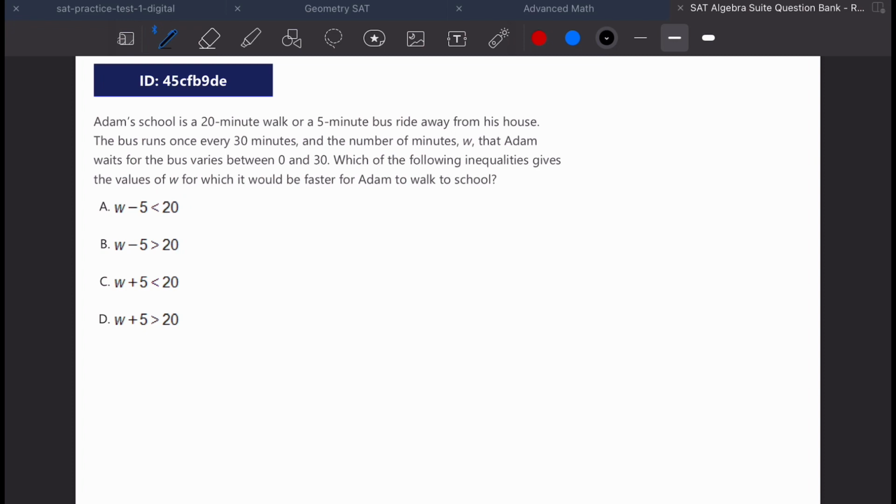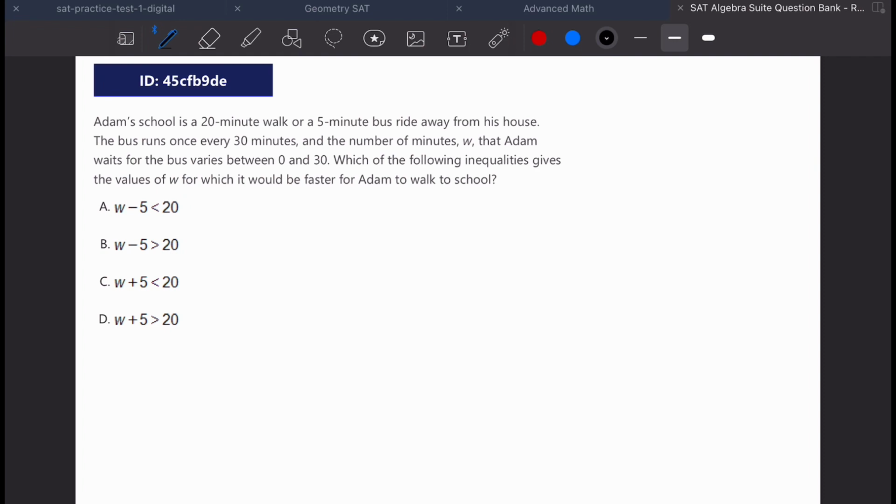So the last question. Adam's school is a 20-minute walk or 5-minute bus ride away from his house. The bus runs once every 30 minutes and the number of minutes W that Adam waits for the bus varies between 0 to 30. Which of the following inequalities gives the value of W for which it would be faster for Adam to walk to school?